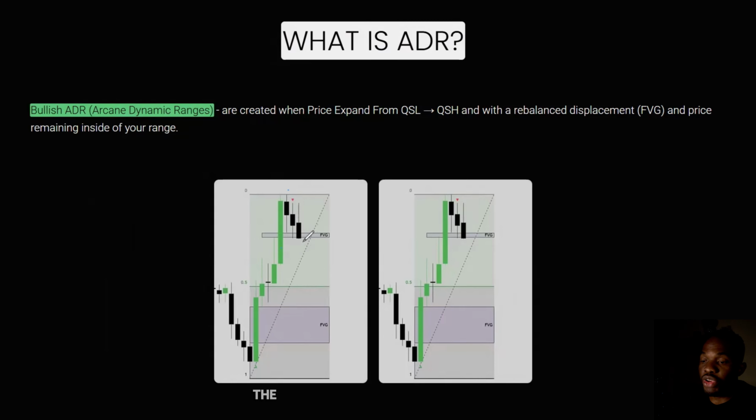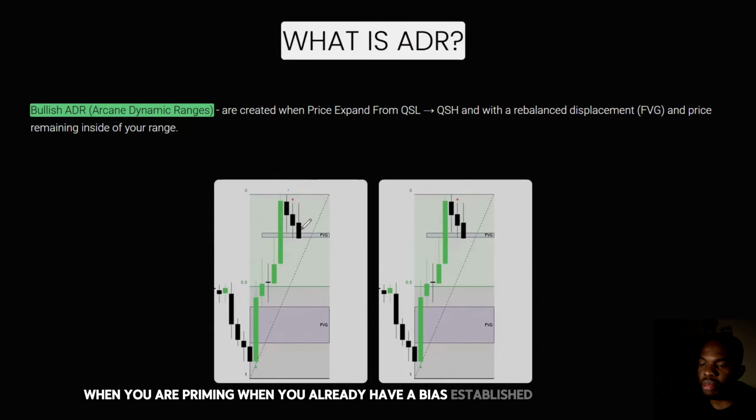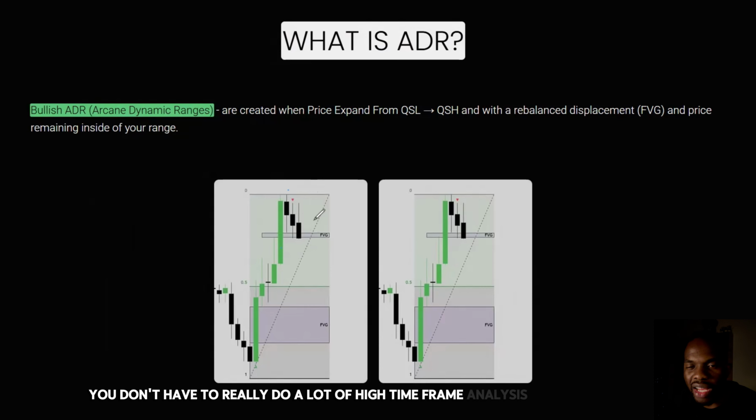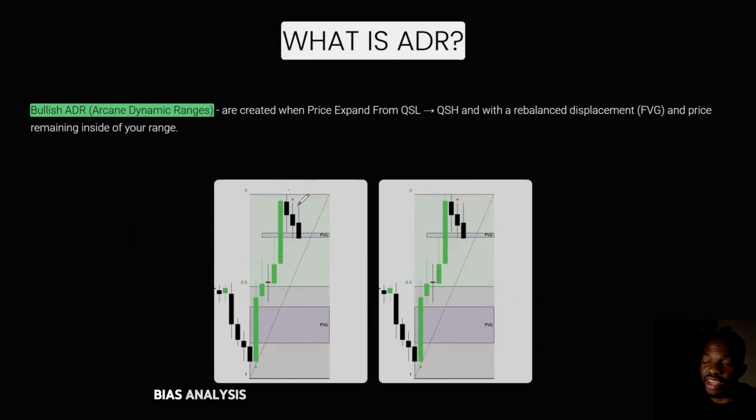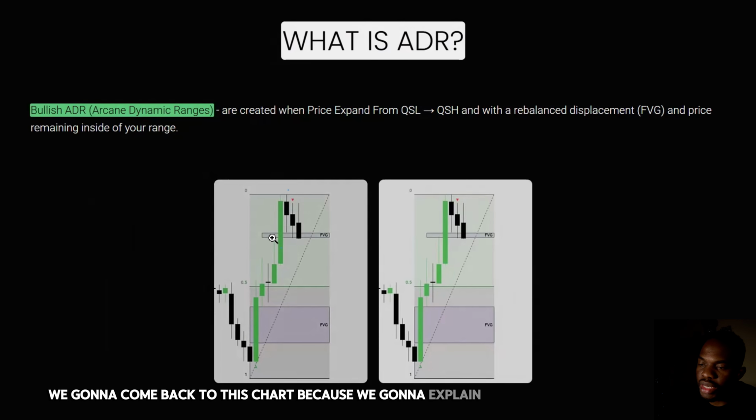Any of these. The reason why, and the importance of the ADR, is to prime your bias for a specific continuation, right? When you already have a bias established based on the structure you're trading, you don't have to really do a lot of higher time frame analysis, bias analysis, and all types of analysis, right? Prior to even looking to get into your entry. It saves you mental capital when having a framework like this. We're going to come back to this chart, but this is essentially what an ADR is. We're going to come back to this chart because we're going to explain this as well.